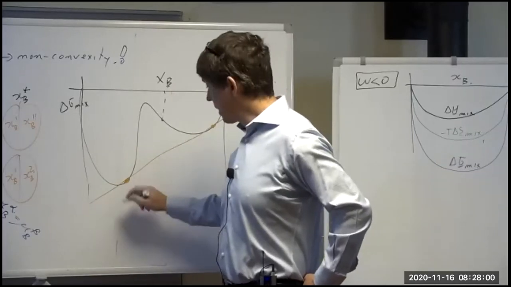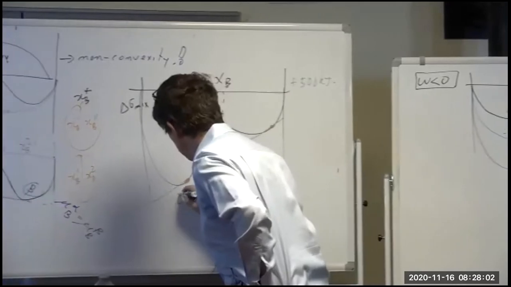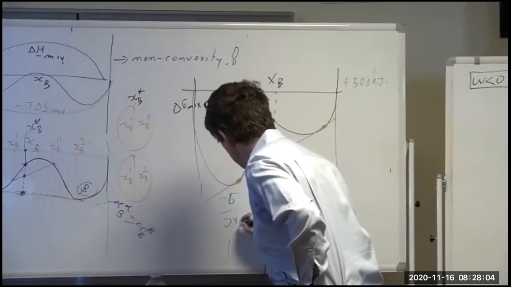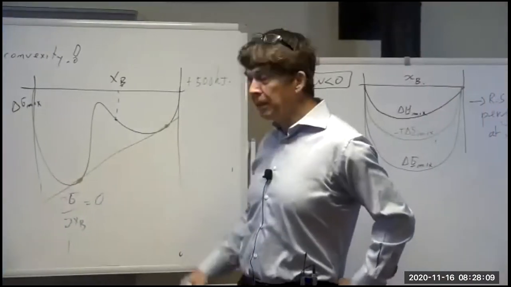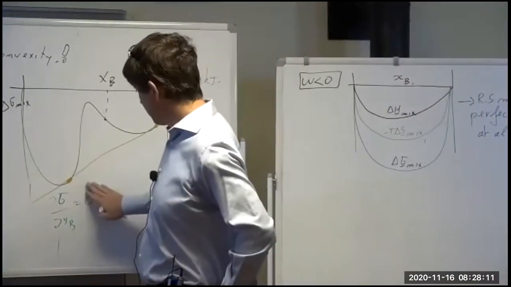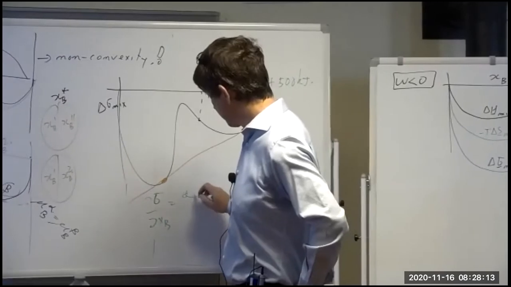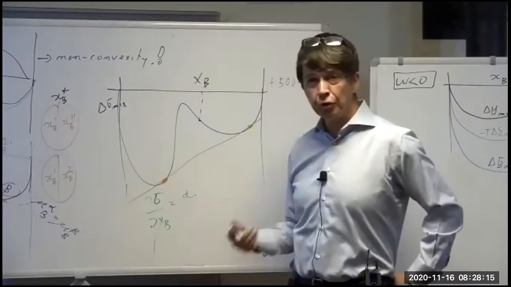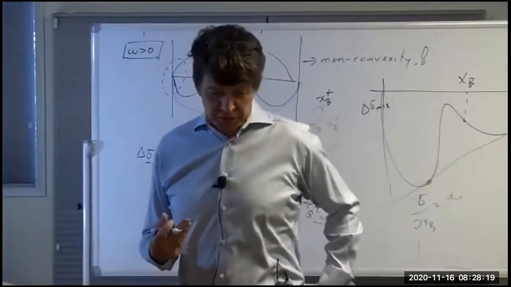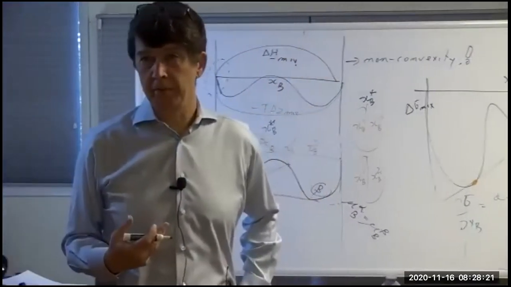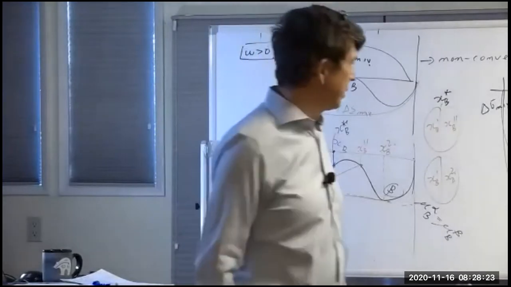right? Because the minimum is where the derivative of dG/dx_B is 0, right? That's the minimum. If I add a linear piece to the free energy, then suddenly this becomes some linear piece. The same point. So it has no meaning. Where the minimum is in the free energy curve depends on the reference state. Okay? So keep that in mind.